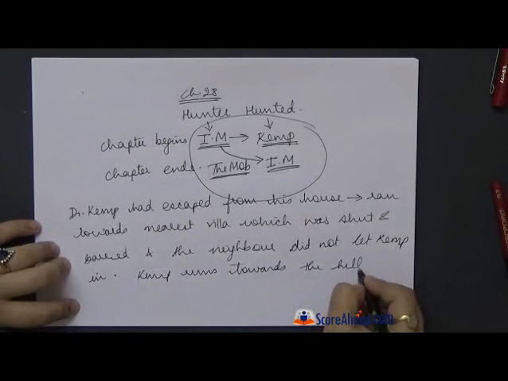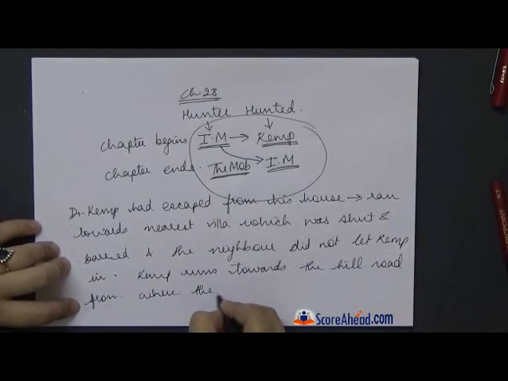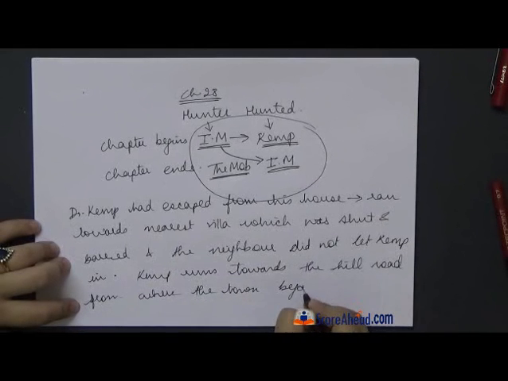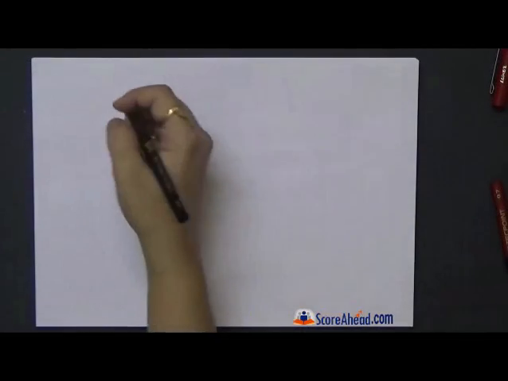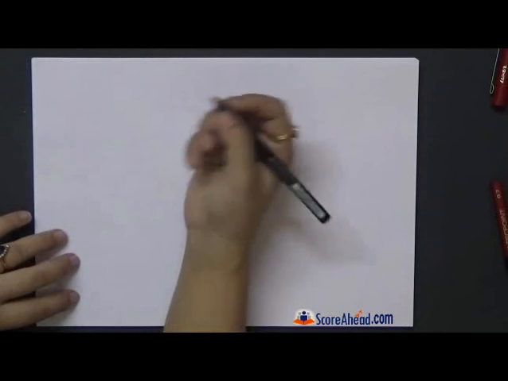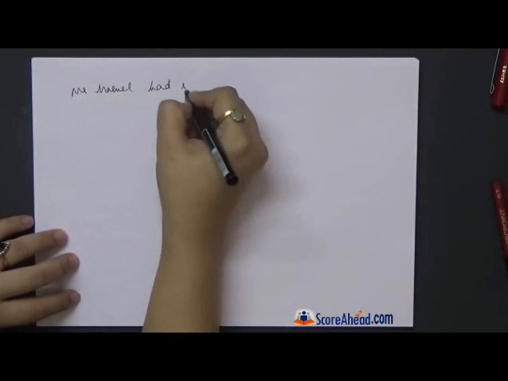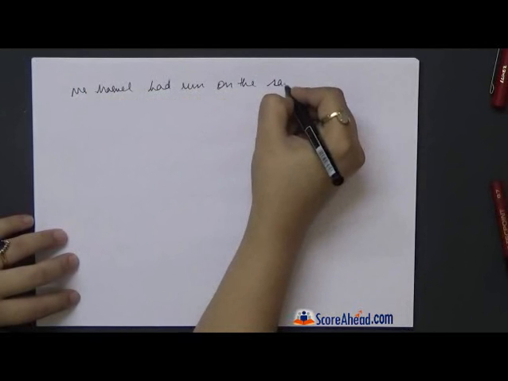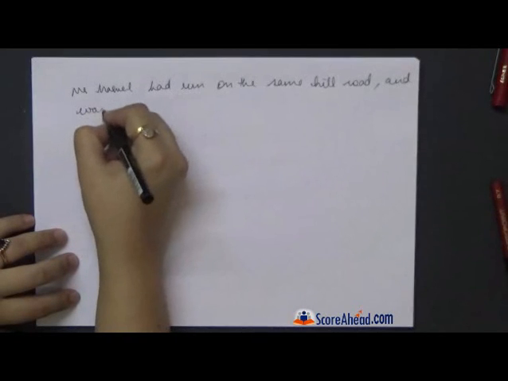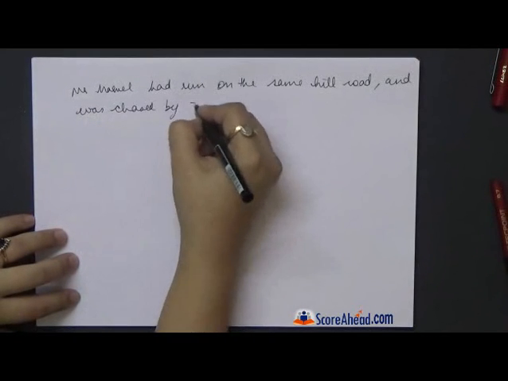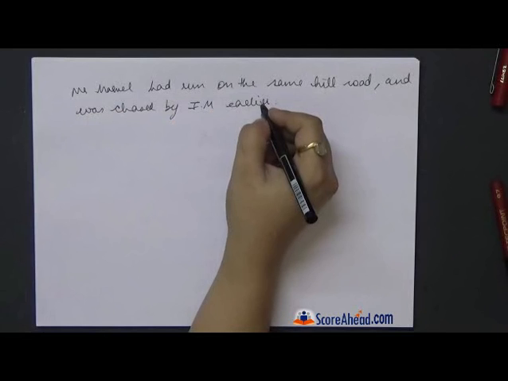the hill road from where the town began. So if you remember, when a chapter we had done previously had begun, when Mr. Marvel had come to this town of Burdock, Mr. Marvel had run on the same hill road and was chased by the invisible man earlier, when he was trying to escape from the clutches of the invisible man.